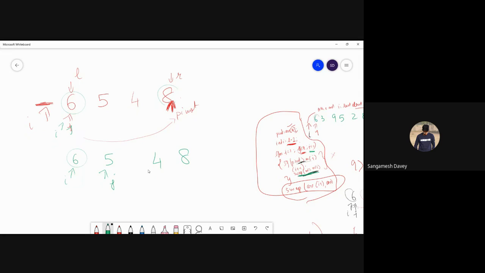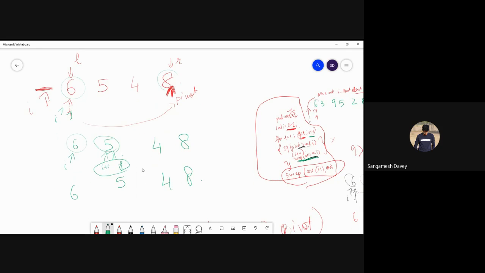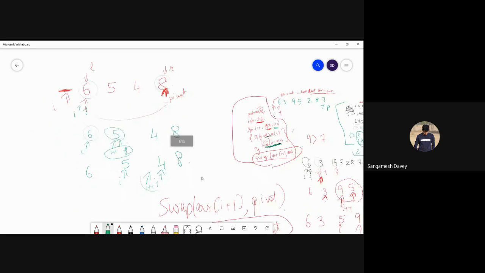The next iteration, also 5 is less than 8, so I'm incrementing I. I was pointing here, now I plus plus points here. I will swap these two. Again, they point to the same element, so nothing happens. Again, I have 6, 5, 4, 8. The I is pointing here. J plus plus happens over here, right? J plus plus happens here. I is here and J happens over here. Again, J is less than 8, so again I plus plus points over here. Swapping the same element doesn't make sense. Correct?